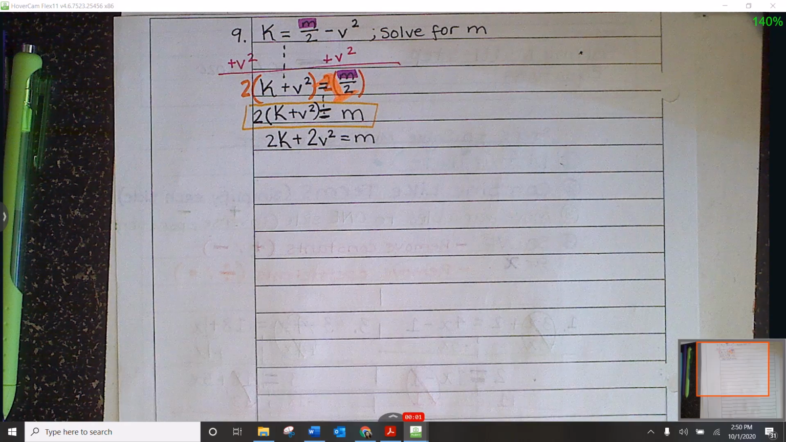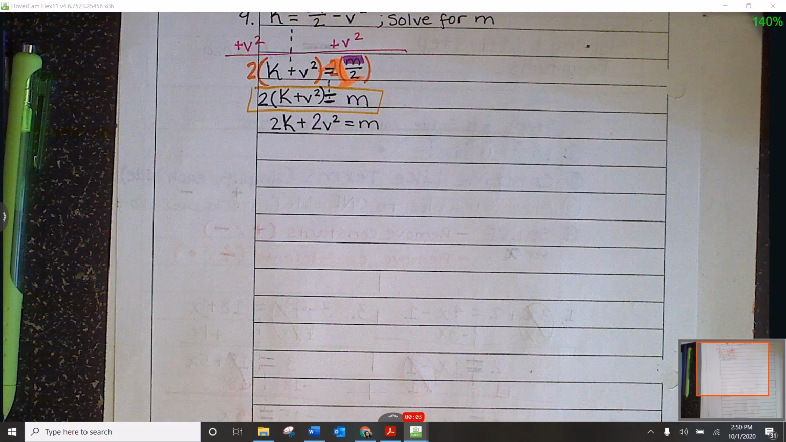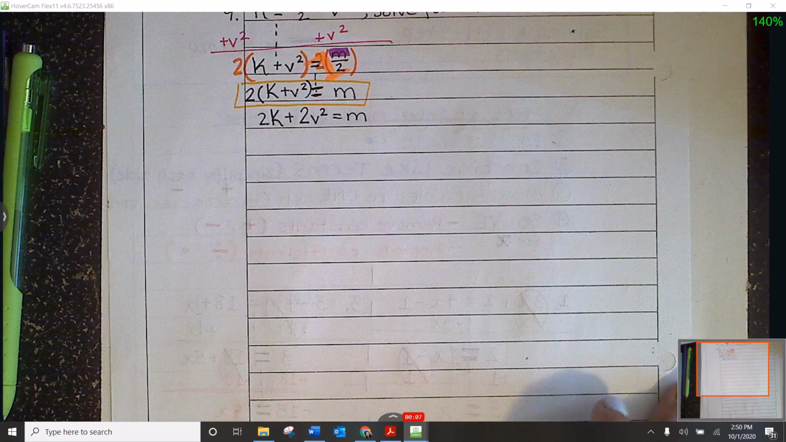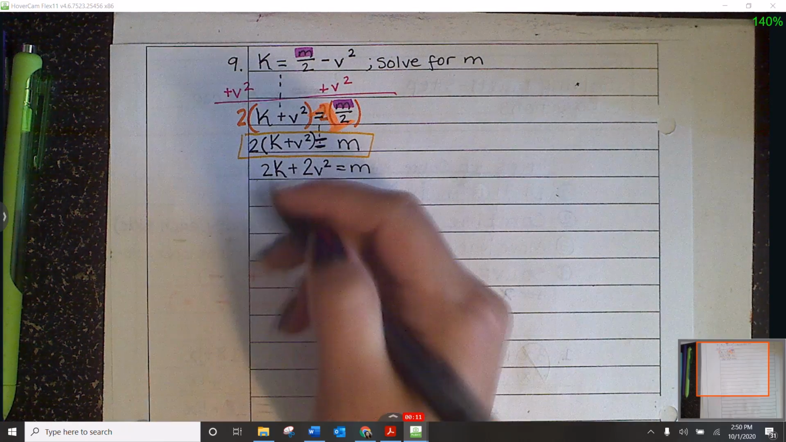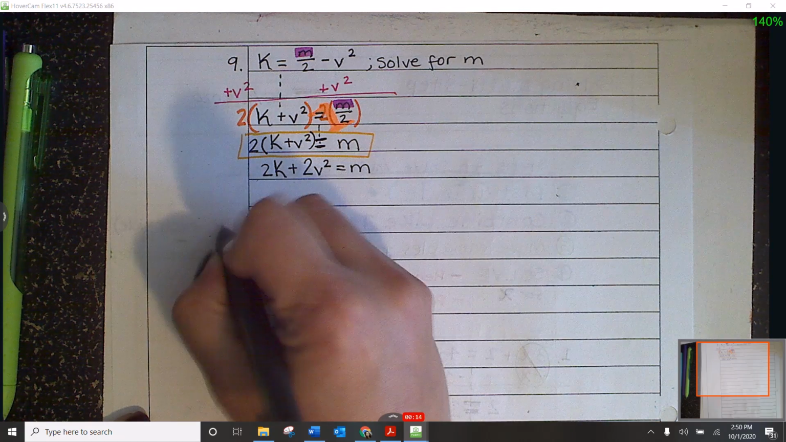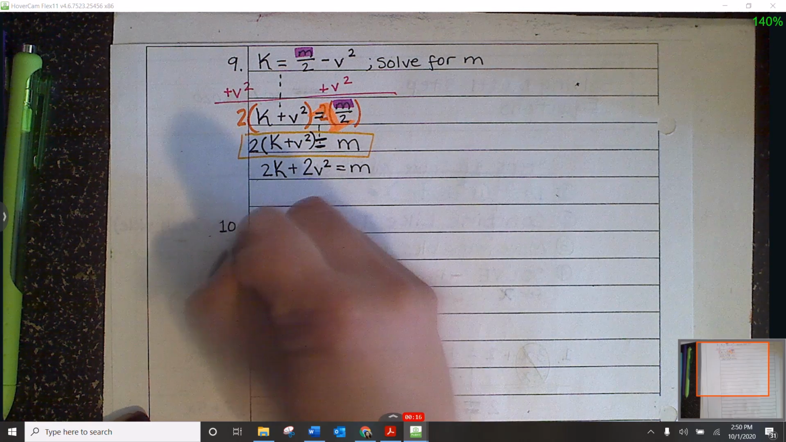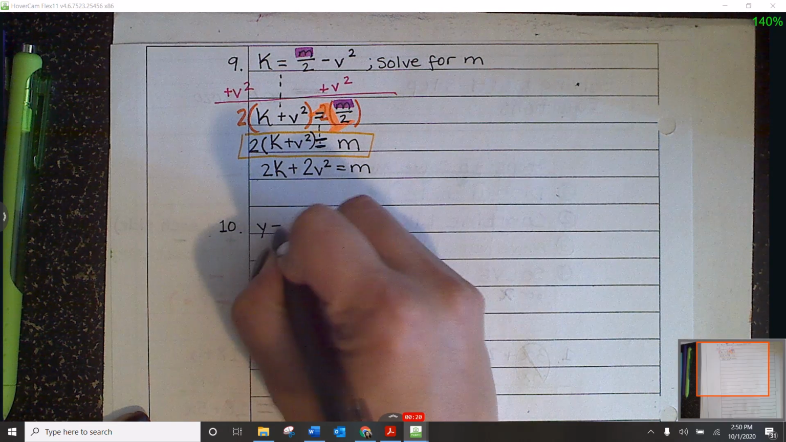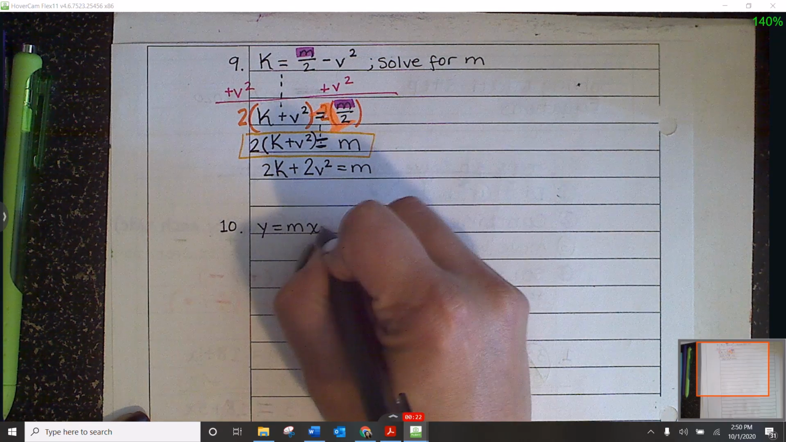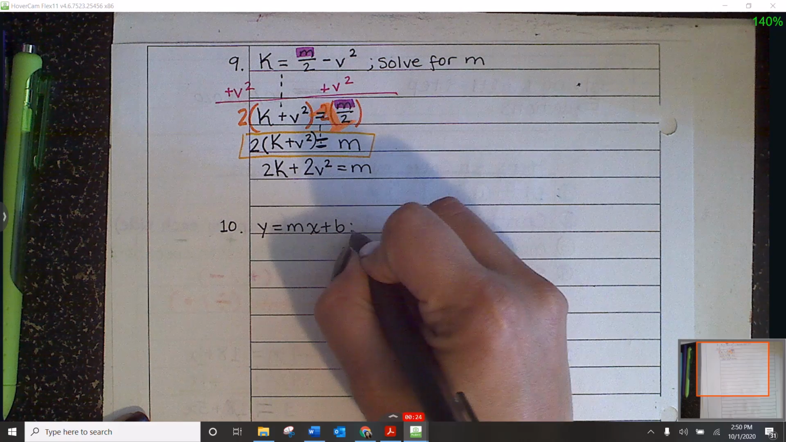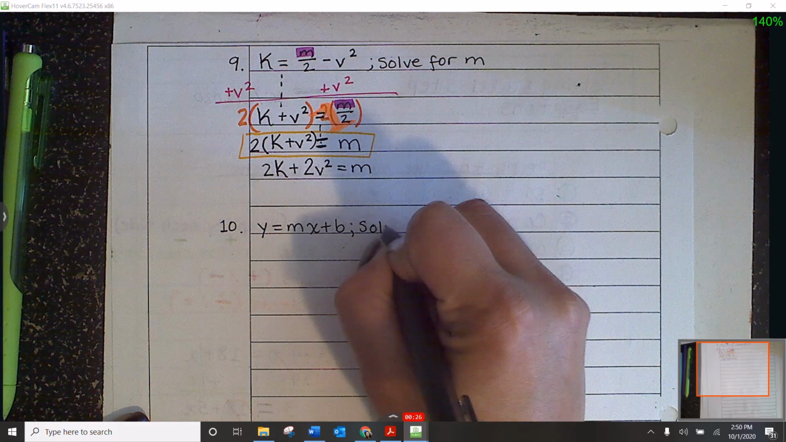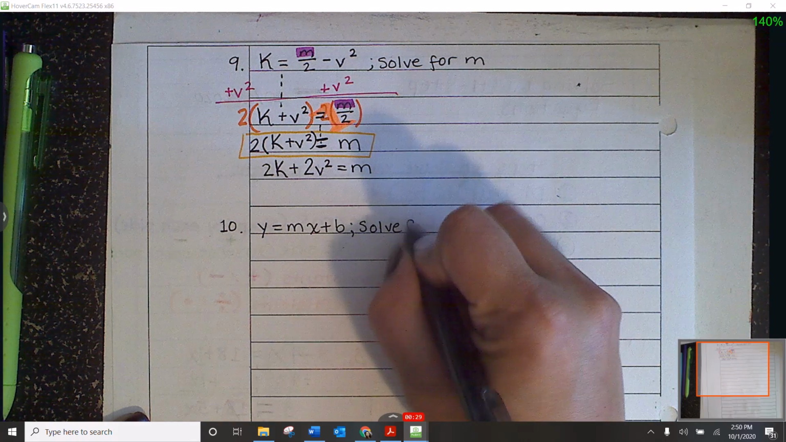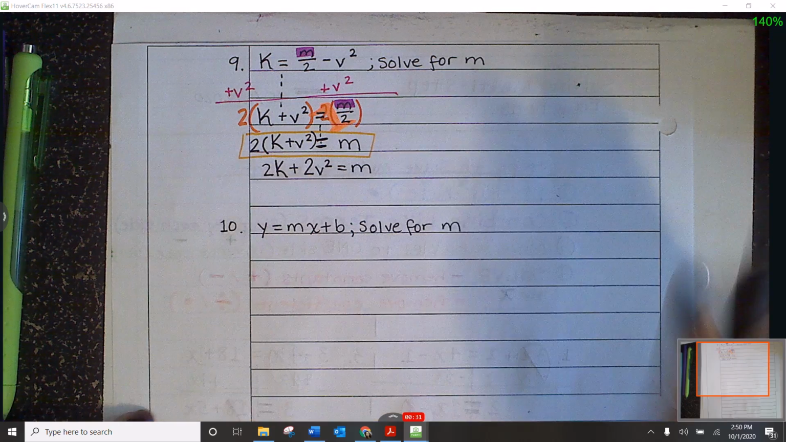Okay, I just wanted to go ahead and finish off examples 10, 11, possibly 12 and 13, because I think they were scrapped anyway. So let's go ahead and continue with number 10. And we're given, this should look very familiar, y equals mx plus b. And I'm being asked to solve for m. Just like last time.